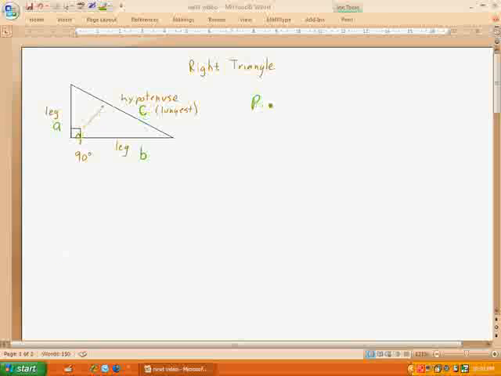The Pythagorean theorem says that for a right triangle, a squared plus b squared will always equal c squared. Okay, now this does not mean that a plus b equals c. Okay, it's a totally different relationship, that a squared plus b squared will equal c squared. A and b being the legs, and c being the length of the hypotenuse, which is the longest side.